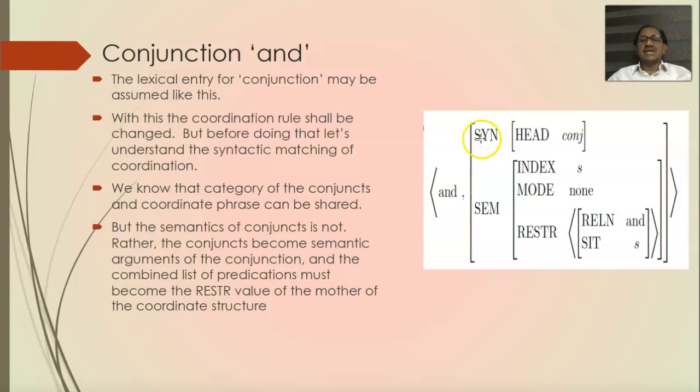Syn is syntax, which has a head feature, and the head value is conjunction. And semantics, it has a mode which is none, right? Verbs have proposition, nouns have reference, but conjunction will have no mode. Index S, and then it has a restriction value and situation S. Look at that: the index value of the conjunction and and the situation value of its restriction are the same.